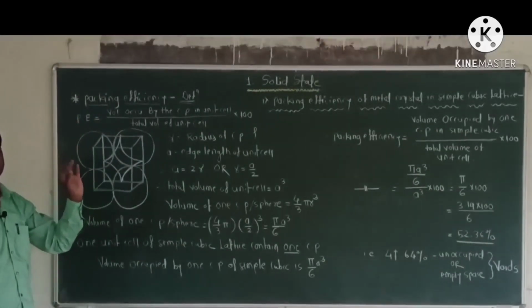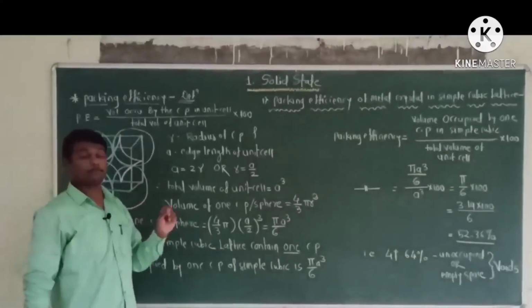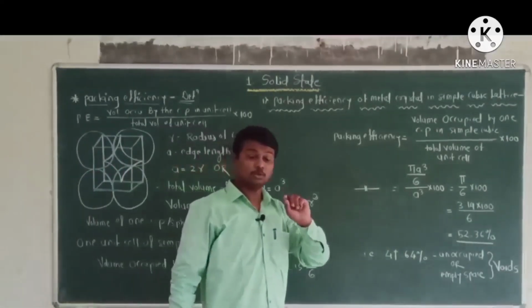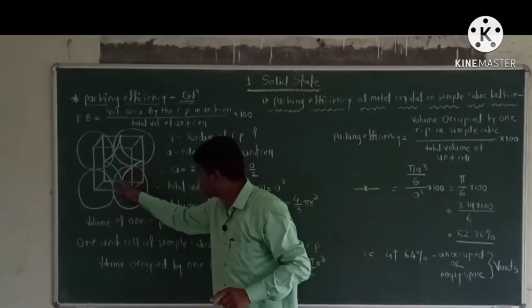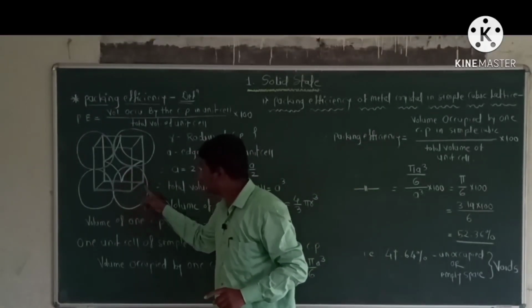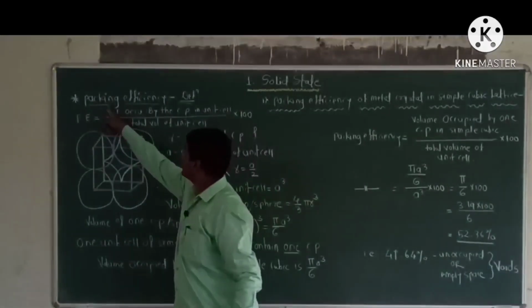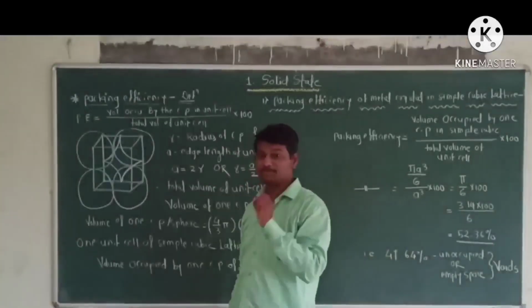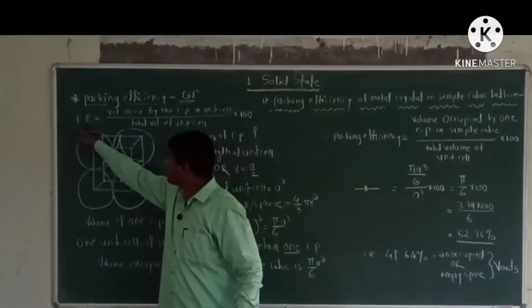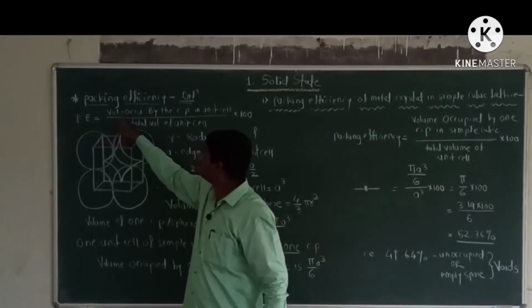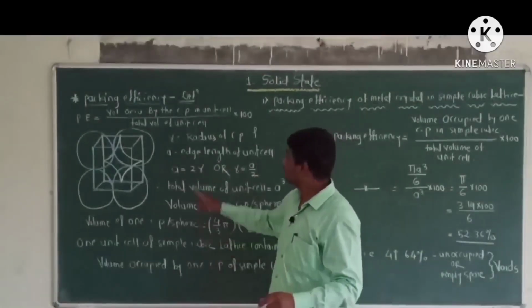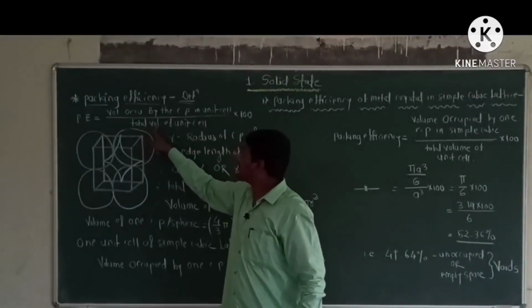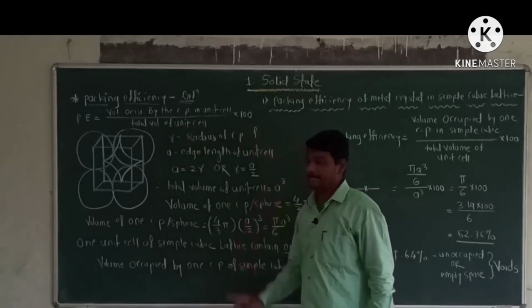The packing efficiency is the fraction or percentage of the total space occupied by the constituent particle in a unit cell of a crystal lattice. The packing efficiency is given by the formula: packing efficiency is equal to the volume occupied by the constituent particle in a unit cell of a crystal lattice divided by the total volume of the unit cell, into 100.